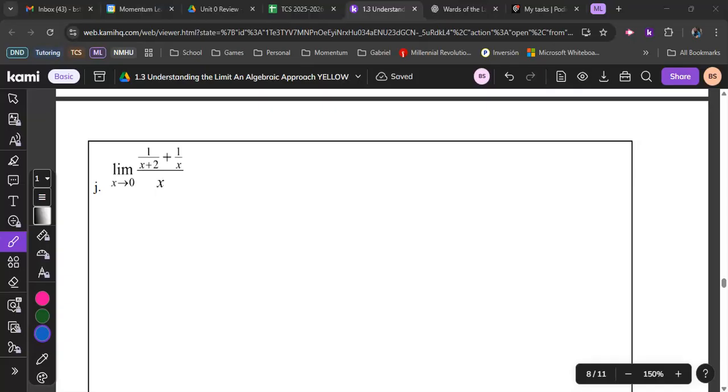All right, let's try the next couple. Finish off this lesson here. So for this one here, the very first thing I'm going to need to do is simplify that top.